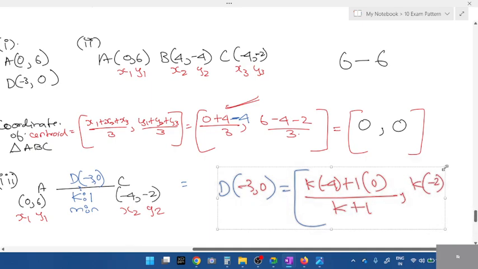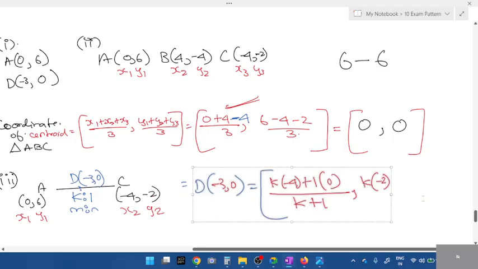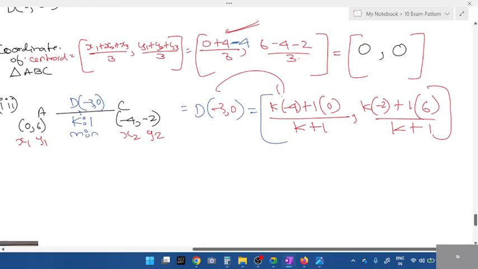See, even for 1 mark, they made it a sort of lengthy concept. Plus 1 into what is y1? 6. Divided by K plus 1. Solve this equation. Take this equation: minus 3 is equal to minus 4K plus 0 divided by K plus 1. You can take any equation and solve, and you'll get the K value.